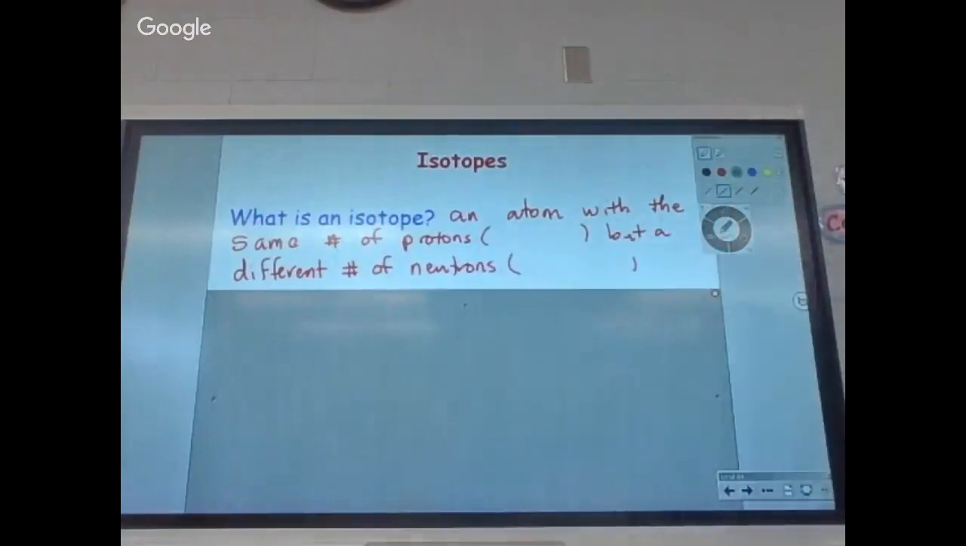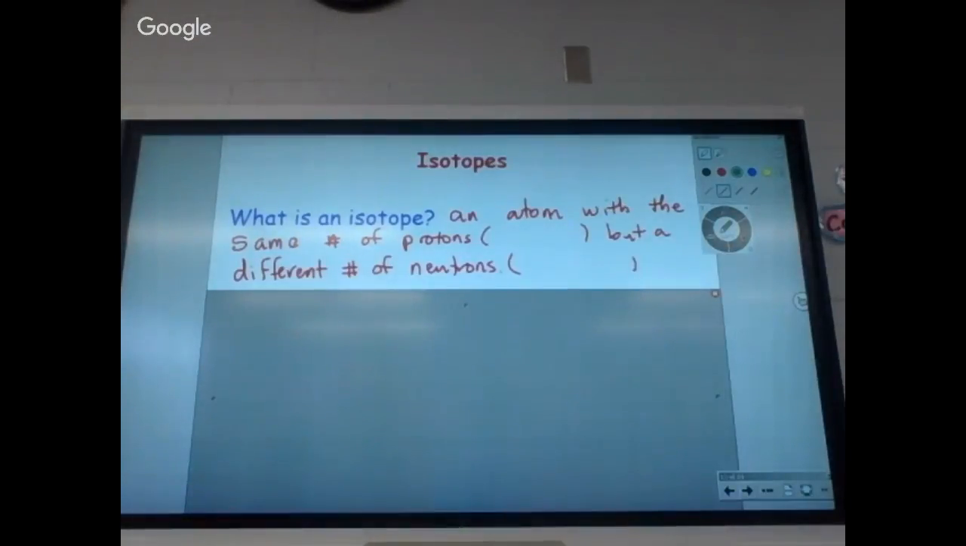Now, I left little parentheses there because I'm going to come back and insert something there. All right, an isotope is an atom with the same number of protons, but a different number of neutrons.